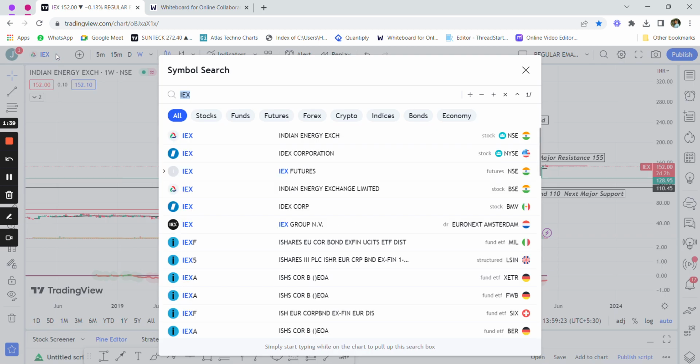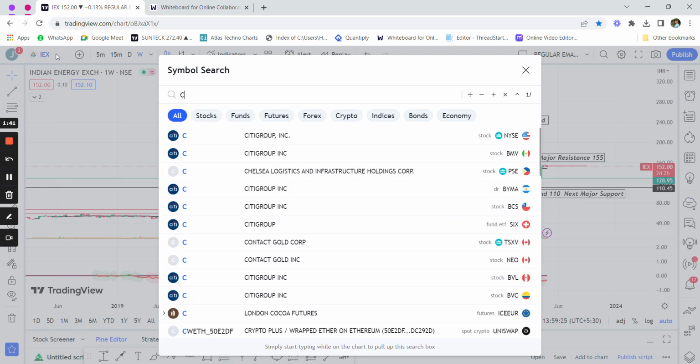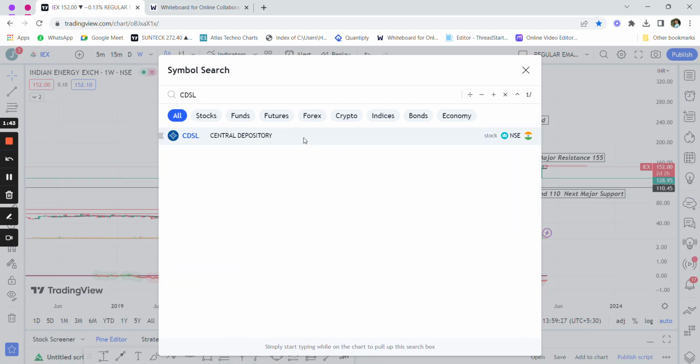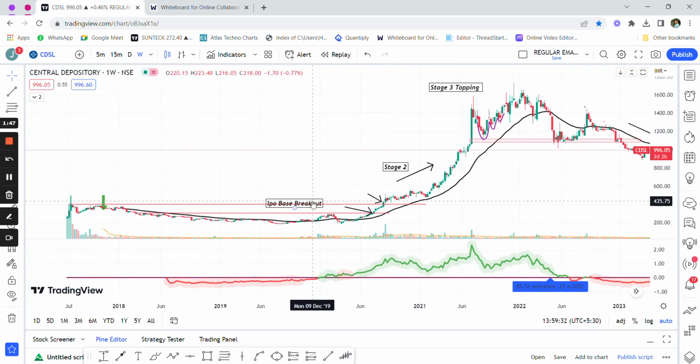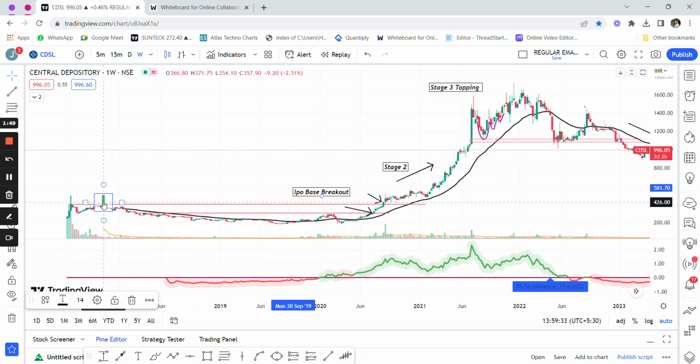Let us understand stock number 2, and that is CDSL here. If we look at the chart of CDSL, you can see a similar characteristic again, where the stock was listed at some price of 426 rupees. It went completely sideways. Generally you will see most of the multi-bagger stocks come after a correction here. So this is one important aspect that you have to remember.